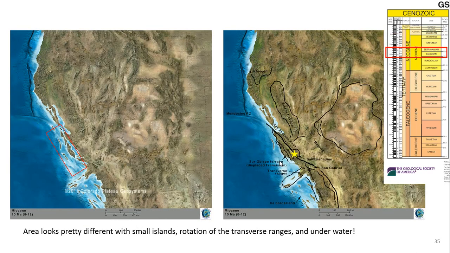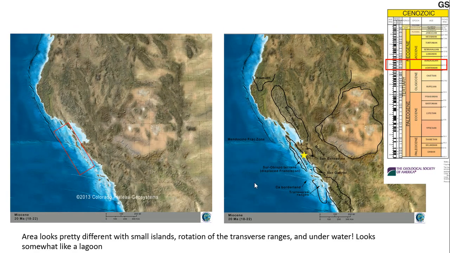So let's step back further to the middle Miocene, about 10 million years ago. The area looks a little bit different. We have some rotation of the transverse ranges, and part of the coast here is definitely underwater. A lot of the coast is underwater.